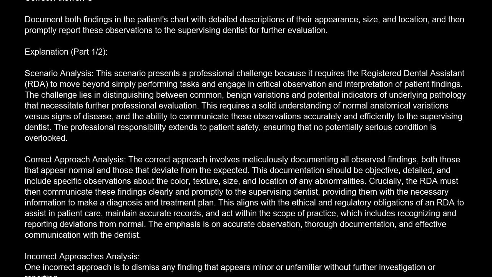Crucially, the RDA must then communicate these findings clearly and promptly to the supervising dentist, providing them with the necessary information to make a diagnosis and treatment plan. This aligns with the ethical and regulatory obligations of an RDA to assist in patient care, maintain accurate records, and act within the scope of practice, which includes recognizing and reporting deviations from normal. The emphasis is on accurate observation, thorough documentation, and effective communication with the dentist.